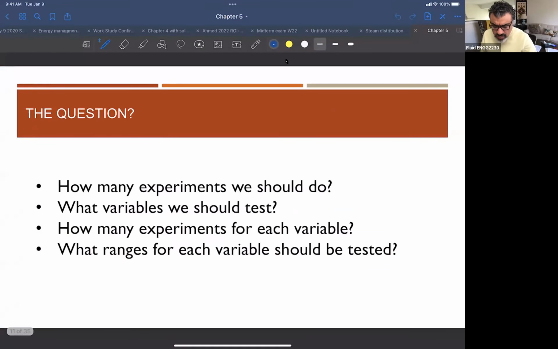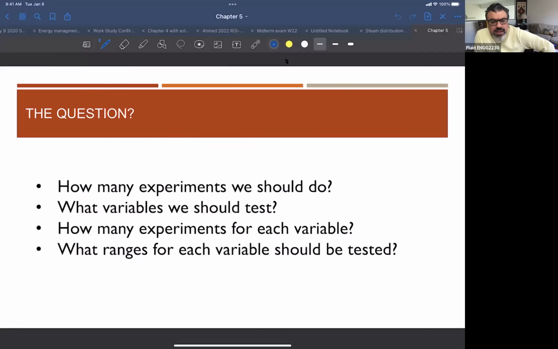So the question we have to ask ourselves in this chapter is basically those 4 questions, okay? How many experiments should we do? Shall I run this experiment in the lab? How many times do I have to run this experiment, and what kind of variables should I test? How many experiments for each variable?